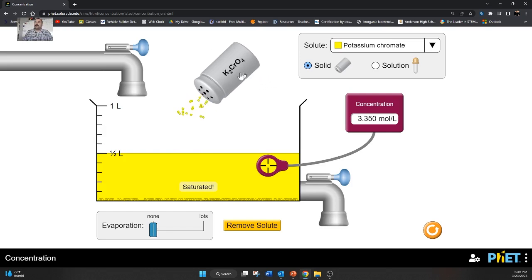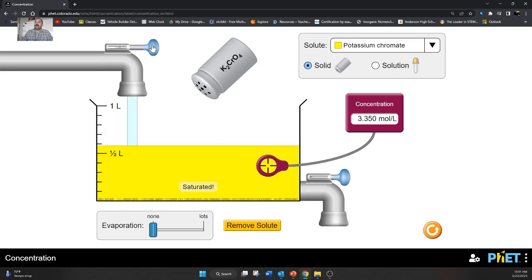Because the solid isn't dissolving anymore. What's one thing I can do to get rid of some of this solid at the bottom? Say it again. So we're going to add more water, and as I do that, you see how it's going away at the bottom?